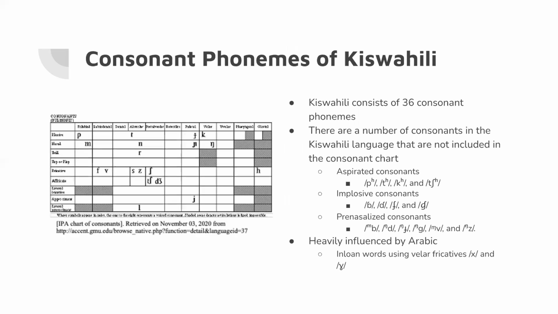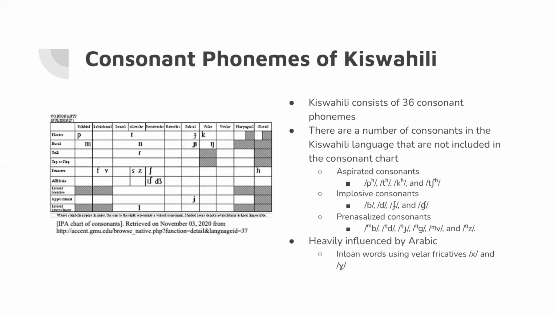Moving on, I'll give it over to Kelly. Okay, so here is the consonant chart with most of the consonants used in Kiswahili. The Kiswahili language consists of 36 consonant phonemes in total, most of which are pictured here on the consonant chart, but there are also a number of consonants used in the language that are not included in the chart. And a lot of these are allophonic variations of the phonemes that are included on the chart.